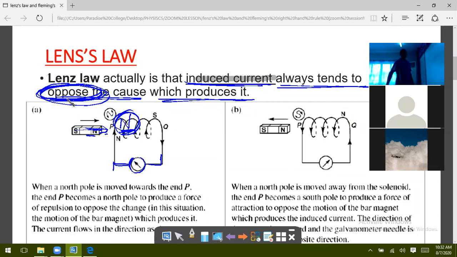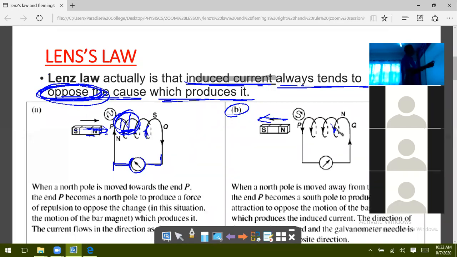Okay. Now let's move on to the second one here, B. This time the north pole is pulled away. When the north pole is pulled away, what is happening is that the current actually changes direction. Can you see the current direction changing from here? It's going up that way, but down here it's coming down. Can you see that? Yeah.